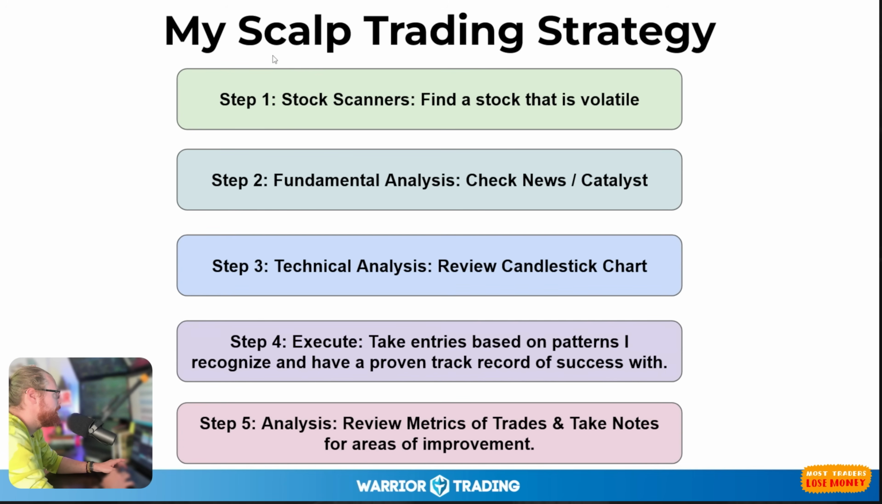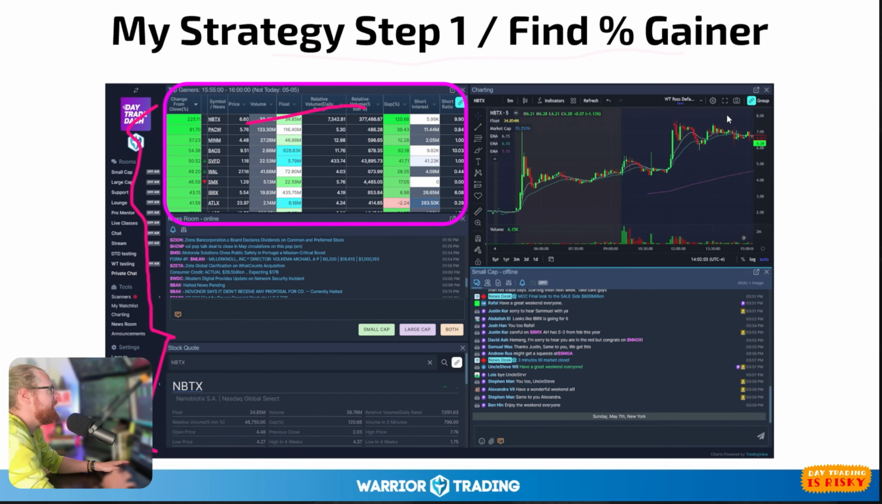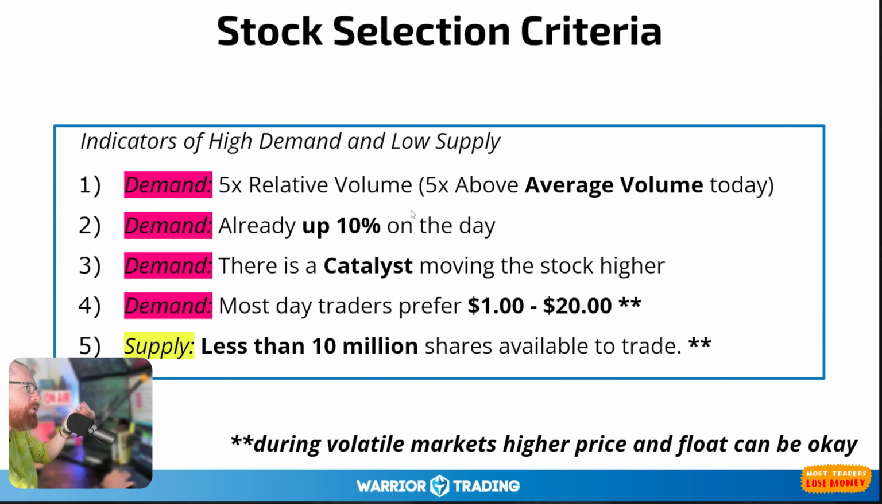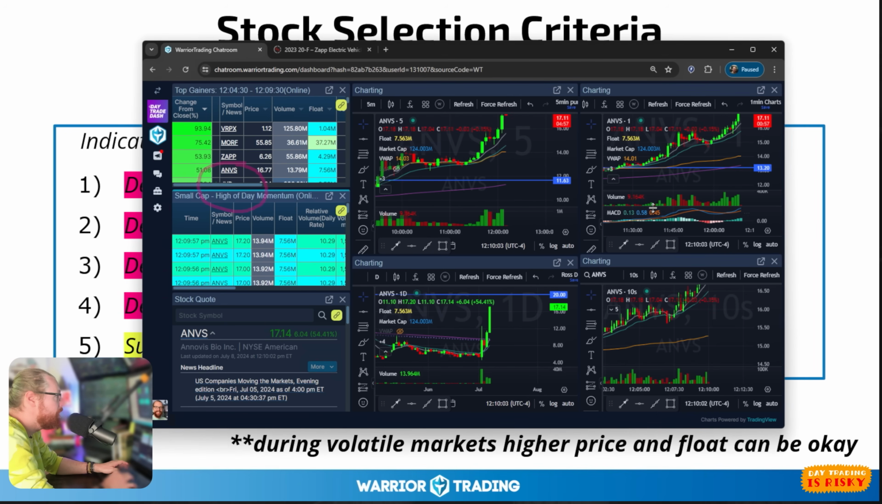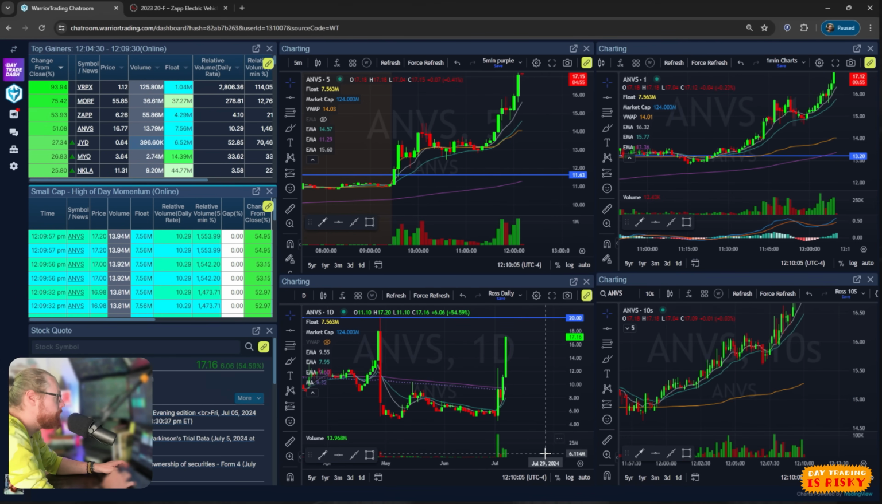All right, so now let's get into the meat of what we're talking about here. My scalp trading strategy. And I'm going to break this down into 5 steps, starting with step number 1, which is finding a stock that's volatile. So of course, I'm using my scanners to find these stocks, but what I'm specifically looking for on the scanners is a stock that has at least 5 times relative volume. 5 times relative volume means the volume is 5 times higher than its 14-day average.